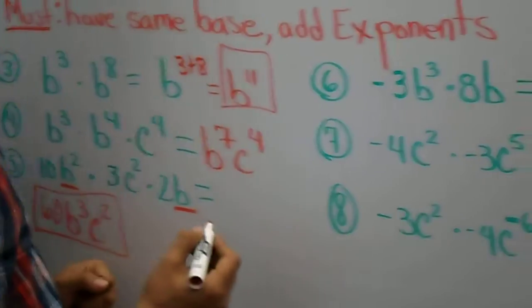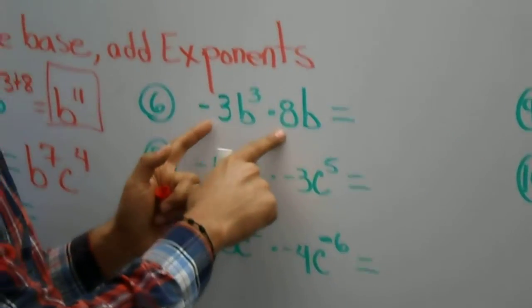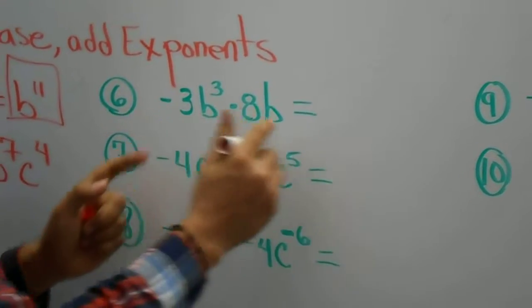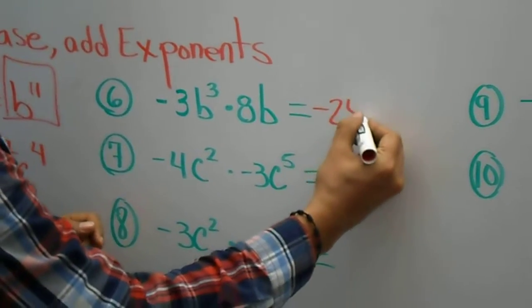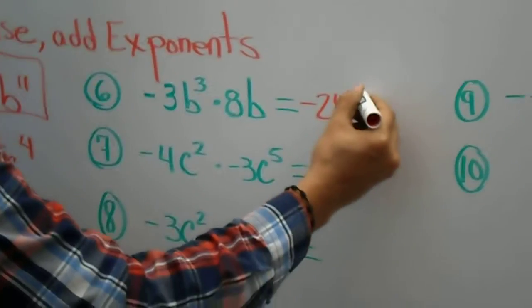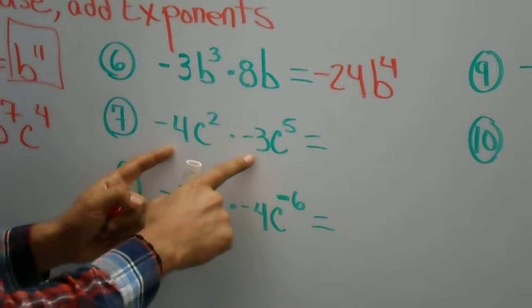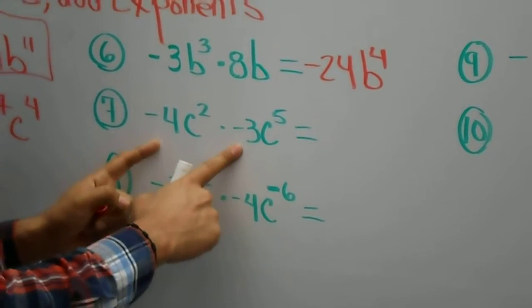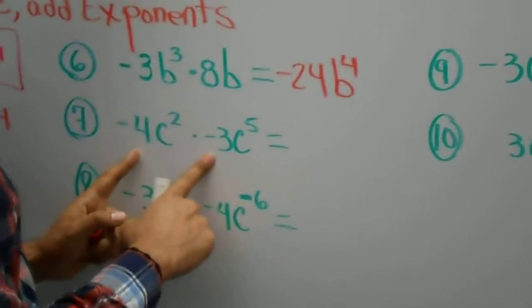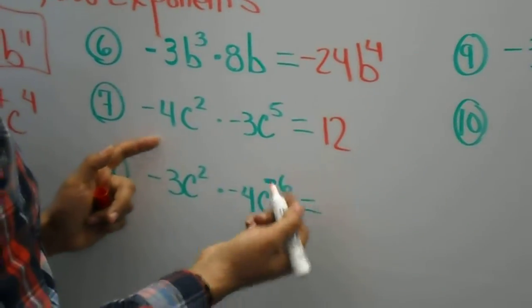Let's look at number 6. You can start off with multiplying the coefficients. Negative 3 times 8, that becomes minus 24. And then same base, you can add the exponents, therefore this becomes b to the 4th. Here, negative 4 times negative 3. A negative times a negative becomes positive. So 4 times 3, that becomes 12. Or negative 4 times negative 3 is positive 12.